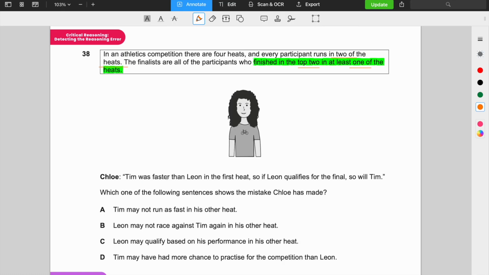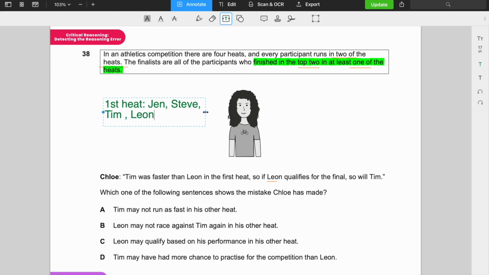Chloe says Tim was faster than Leon in the first heat, so if Leon qualifies for the final, so will Tim. Not necessarily, because what if Leon qualified based on a different heat, right? So let's just say, hypothetically, in the first heat we have Jen, we have Steve, and then we have Tim and Leon.